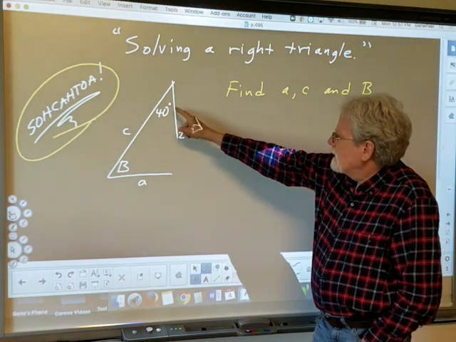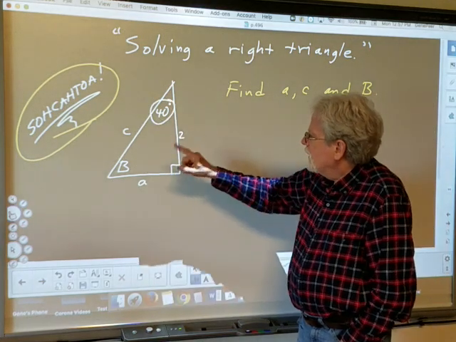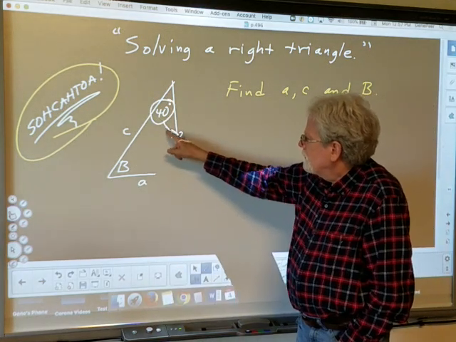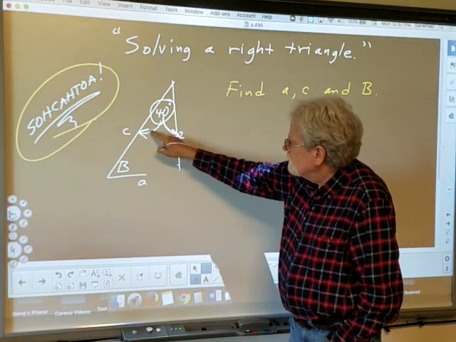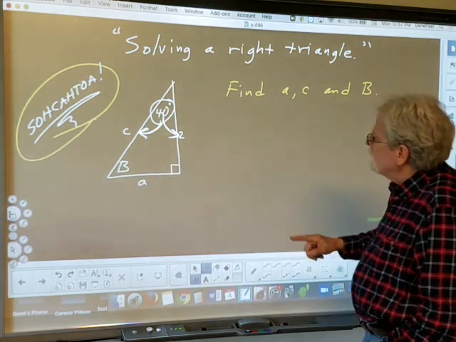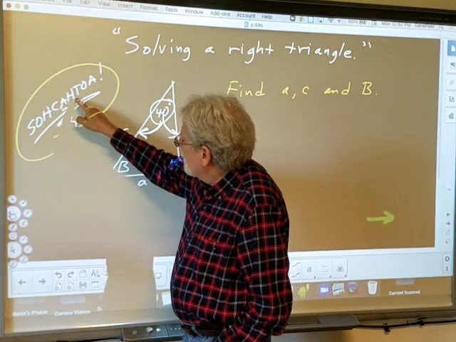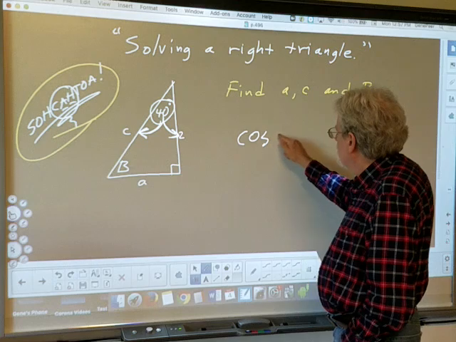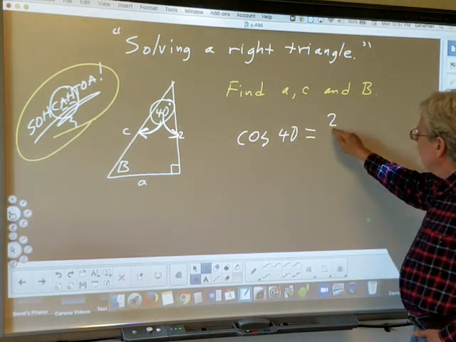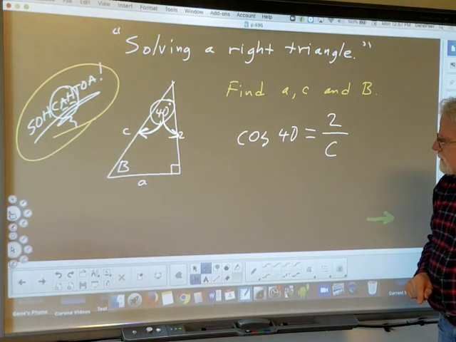So, here's my angle that I'm looking at. I ask myself, what am I given? What am I looking for? I'm given the adjacent. I'm looking for the hypotenuse. Adjacent and hypotenuse, I'm going to use cosine. So I write cosine of 40 equals adjacent over hypotenuse.